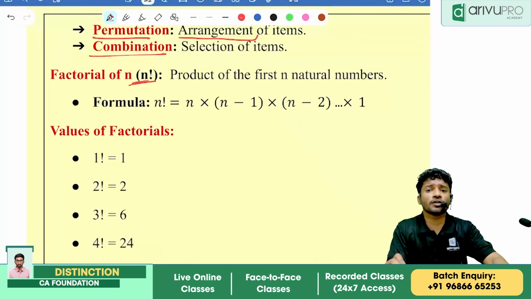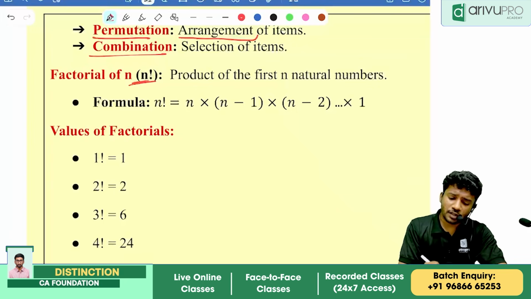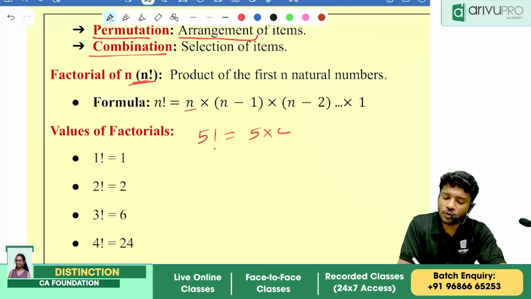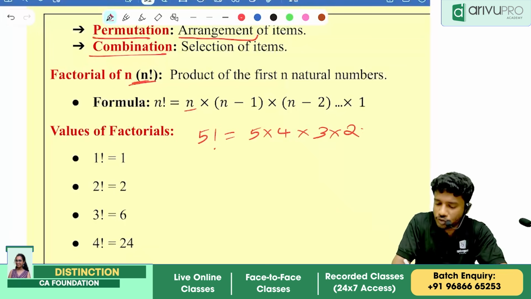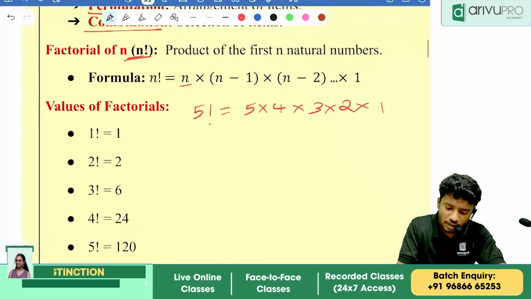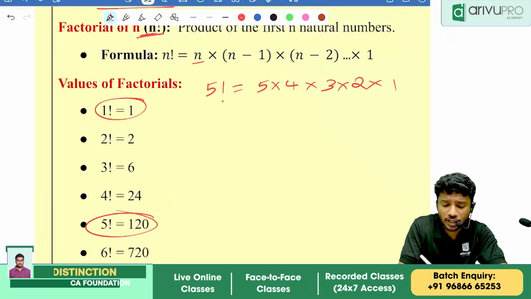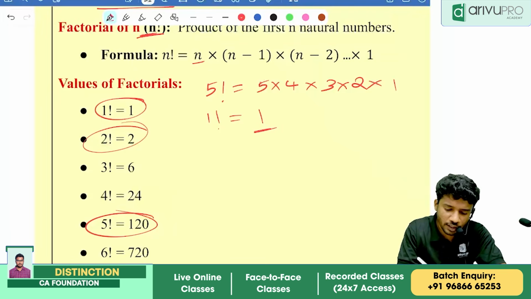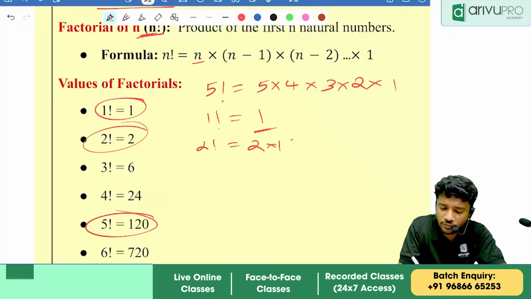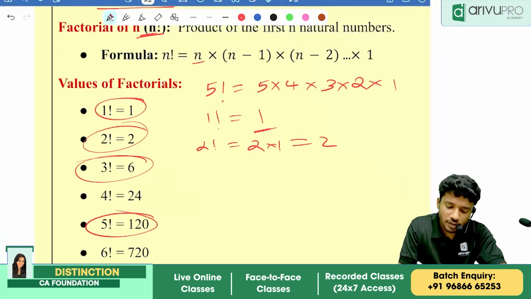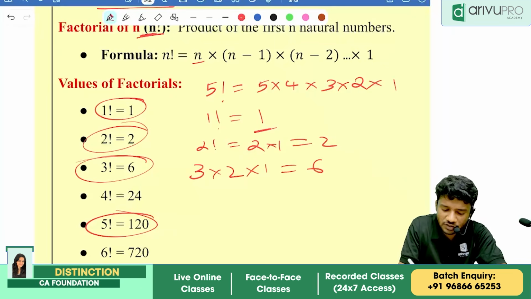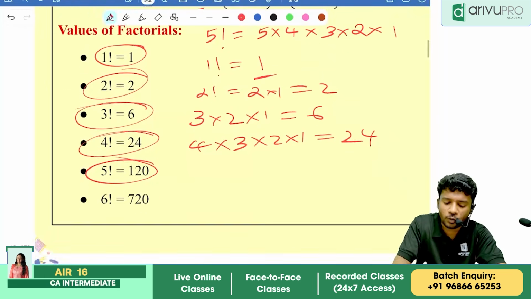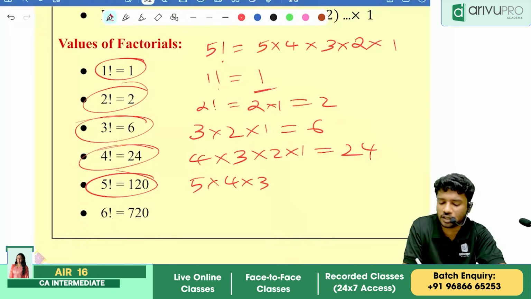Now, the first one, factorial. Have you heard about factorial, people? Factorial means that number, for example, 5 factorial. 5 factorial means 5 into 4 into 3 into 2 into 1. How much is 5 factorial? 120. 1 factorial means only 1 is there. 1 factorial is 1. 2 factorial is 2 into 1, which is equal to 2. 3 factorial is 3 into 2 into 1, which is 6. 4 factorial is 4 into 3 into 2 into 1, which is 24.